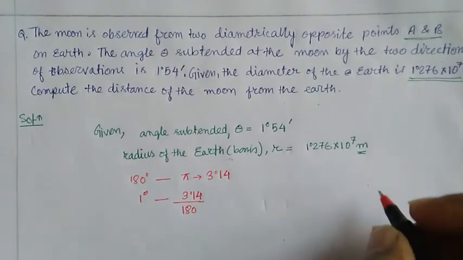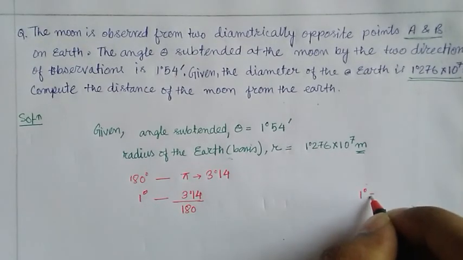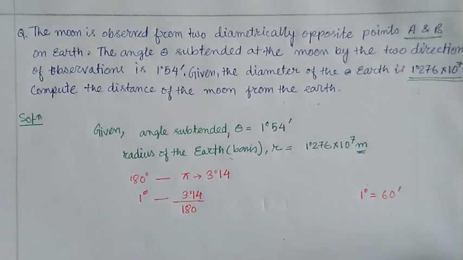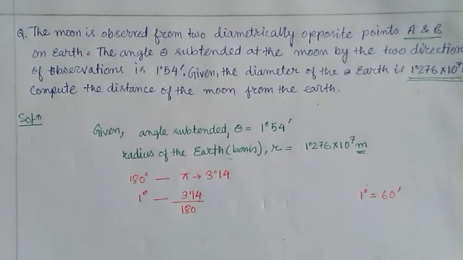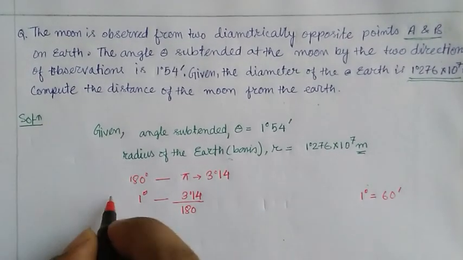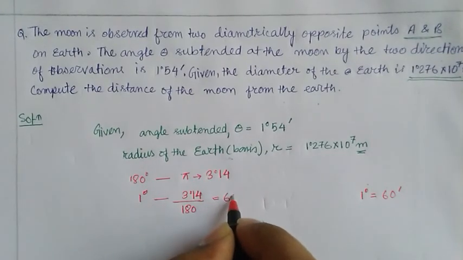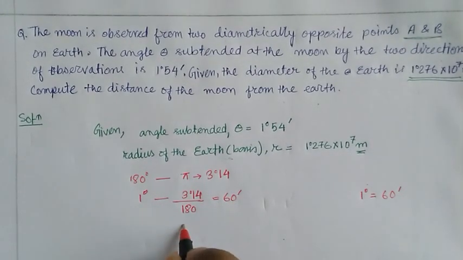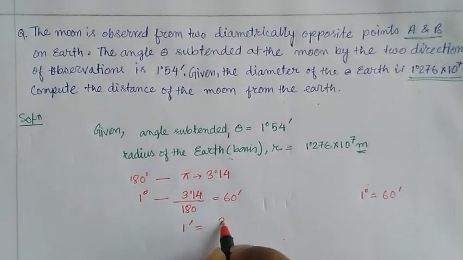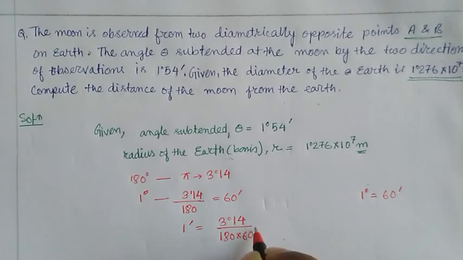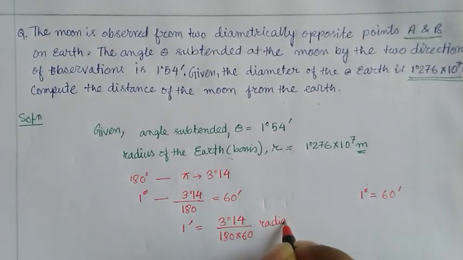Again, we know that 1 degree equal to 60 minutes or 60 arc minutes. Therefore 1 minute equal to 3.14 by 180 into 60 radian.